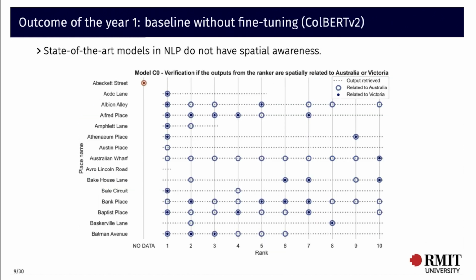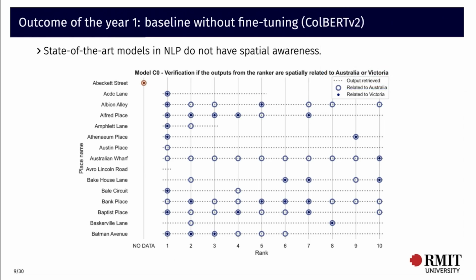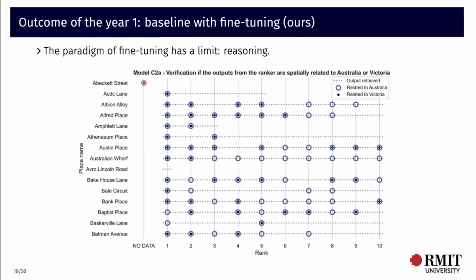In terms of results, here we have 15 streets in Melbourne, and we just plotted, at rank 1 to 10, if the answers are related to Australia and more specifically to Victoria. And we can see that the state-of-the-art models in natural language processing struggle to think spatially, because here we have a huge heterogeneity in terms of information. When we fine-tune the models, we have a better homogeneity in terms of distribution. That means that the top 10 candidates are more related to Australia or Victoria, but it's still not enough.